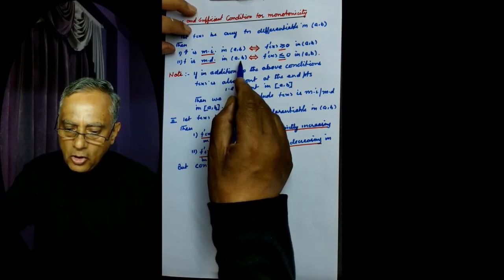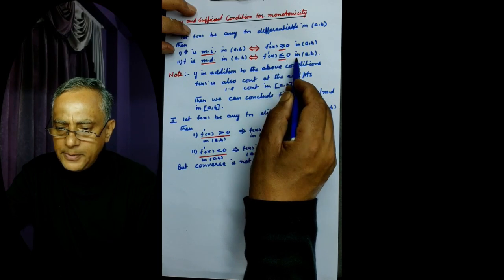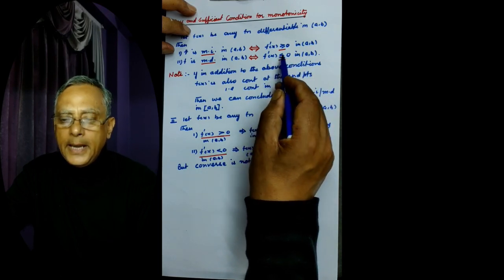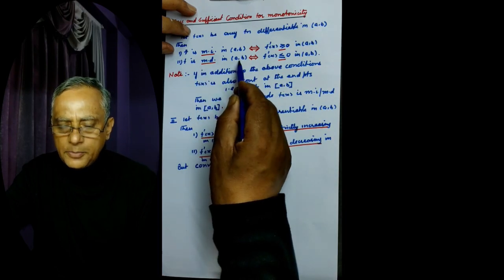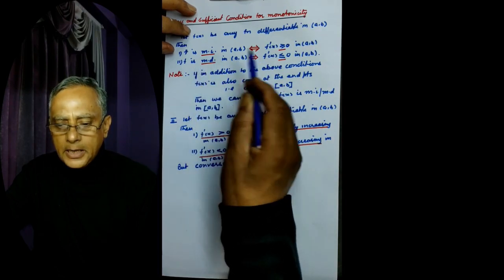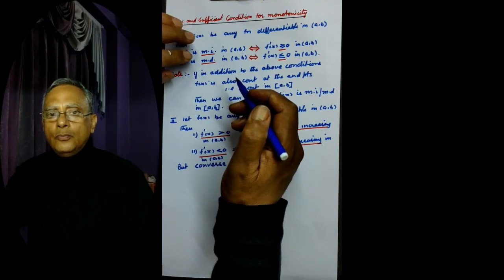Similarly, if f is monotonically decreasing in (a, b), then its derivative must be less than or equal to 0 in (a, b). And if the derivative is less than or equal to 0 in (a, b), then it must be monotonically decreasing in (a, b). The result is true both ways. The converse is also true.